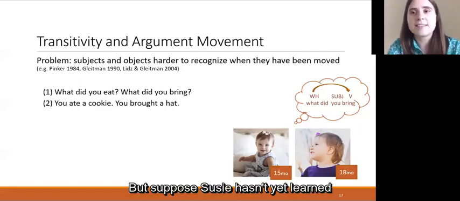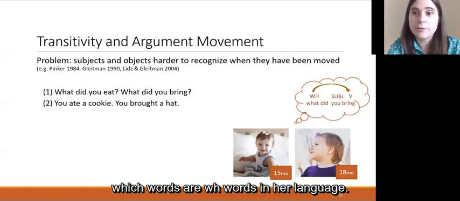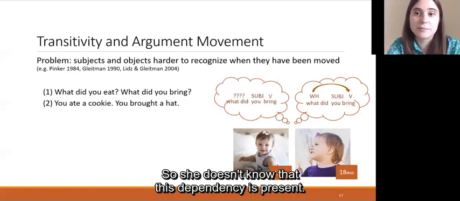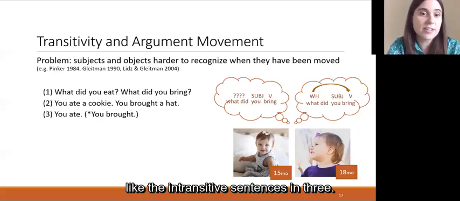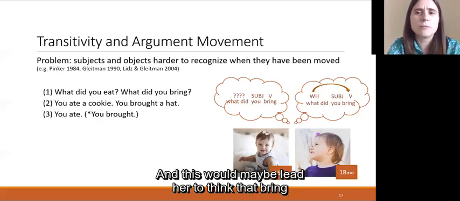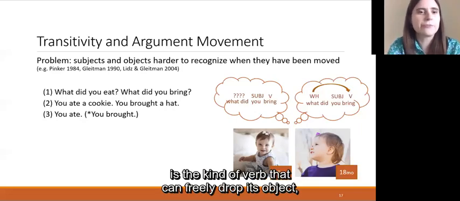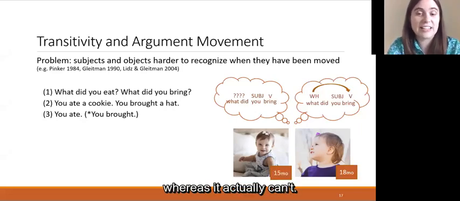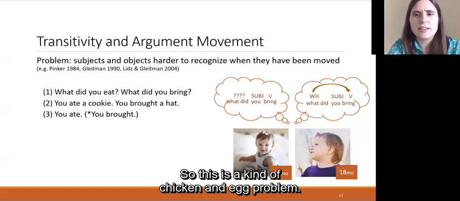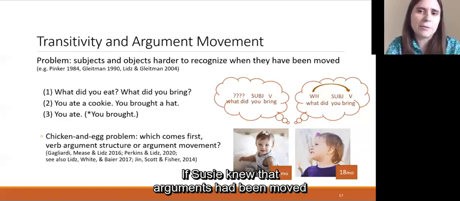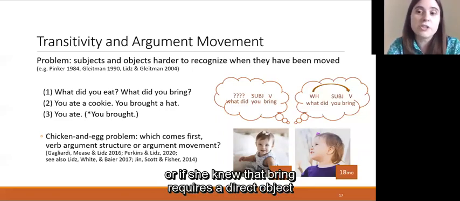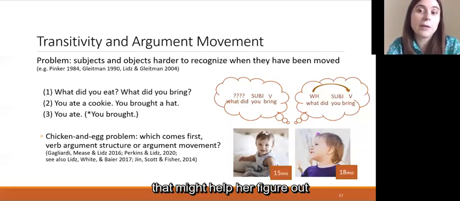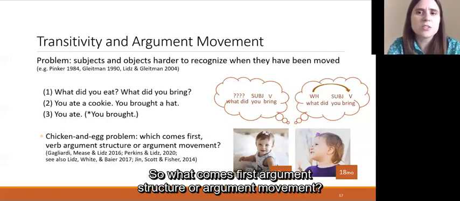But suppose Susie hasn't yet learned which words are WH words in her language, so she doesn't know that this dependency is present. She might think that these sentences only have a subject and no object, like the intransitive sentences in 3. And this would maybe lead her to think that bring is the kind of verb that can freely drop its object, whereas it actually can't. So this is a kind of chicken and egg problem. If Susie knew that arguments had been moved in these questions, that would help her learn verb argument structure. Or if she knew that bring requires a direct object, that might help her figure out that the object has been moved. So what comes first, argument structure or argument movement?